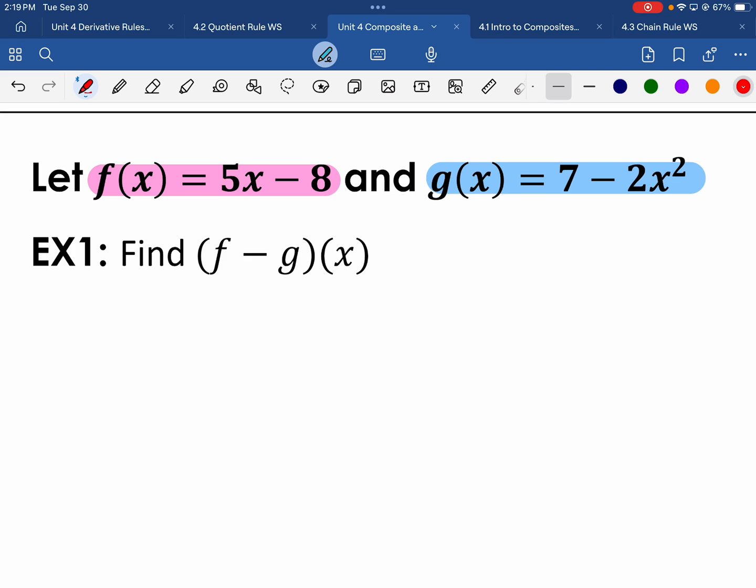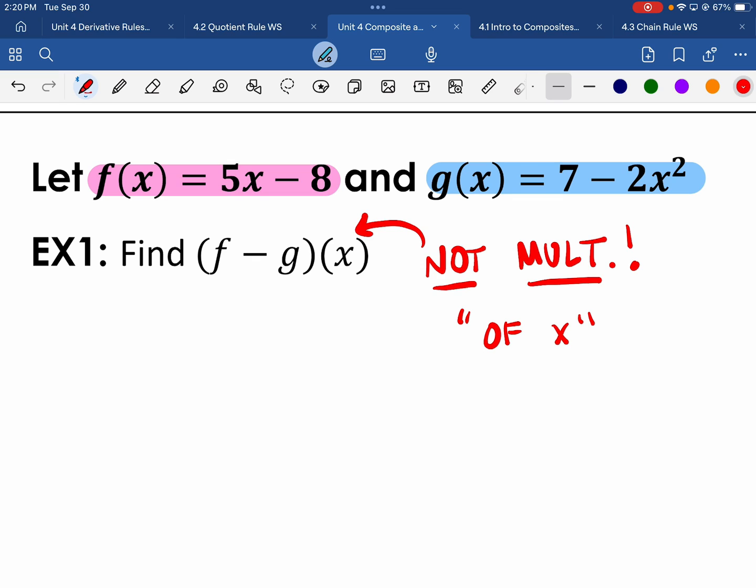So the first thing that I want to note is this parentheses x. This guy right here is not a multiply. It does not mean to multiply x, and that is the biggest thing that people do, is they multiply by x. Do not do that. This means of x. It just is notation. It's saying that f and g are made up of x's. So when you have f of x and you have the parentheses x, same thing. That's what this is. It's f minus g of x. So it's just notation. It doesn't mean to multiply.